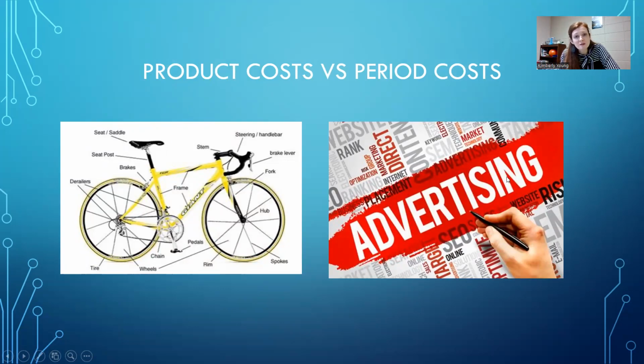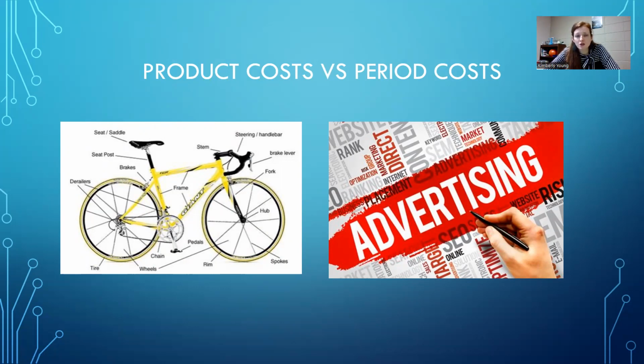But we had some advertisement for those. I know there's some bicycle place, I think it's in Spartanburg, where there's a giant bicycle on top of the building. Well, that cost them some money. That money didn't go directly into making a bicycle, but that was good advertising for them. So that would have been a period cost.